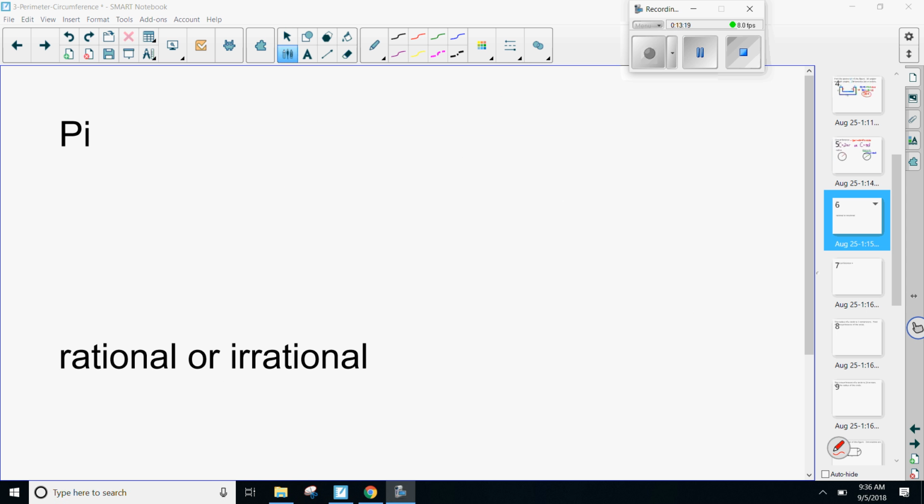So what we have is pi. Pi, I'm going to use this double squiggly sign. Do you know what that means? That symbol right there means approximately.